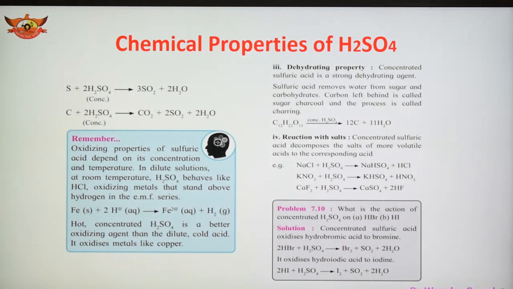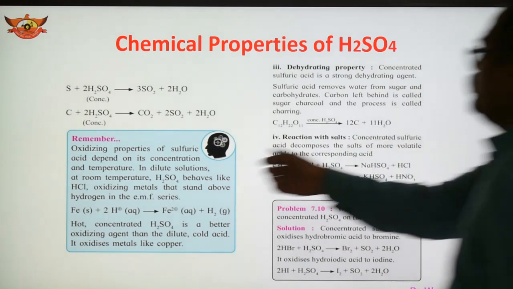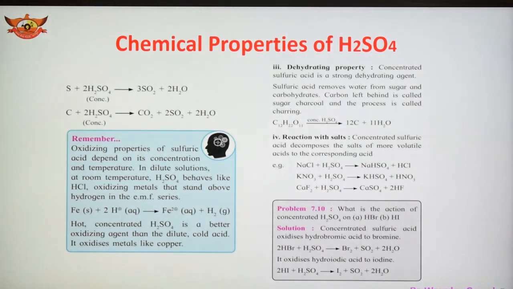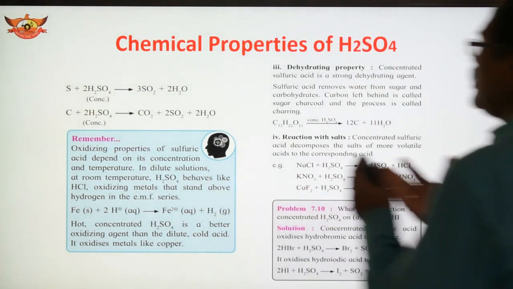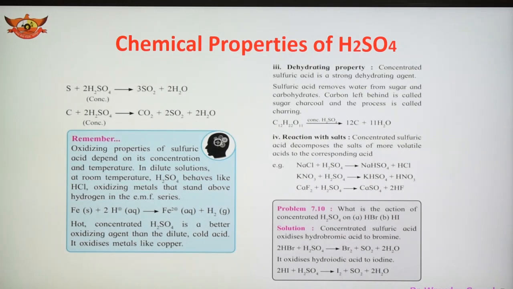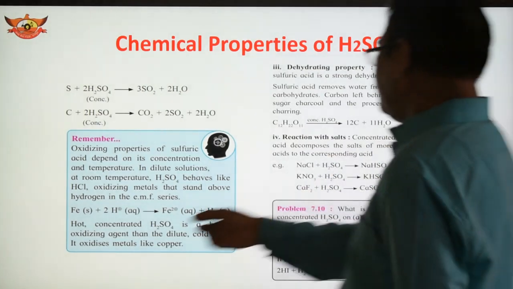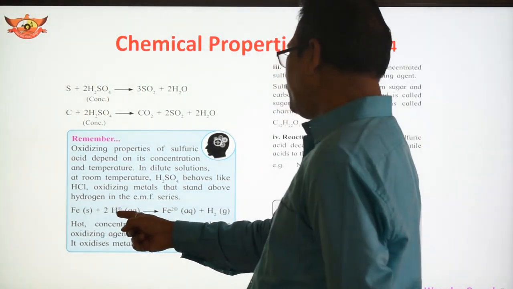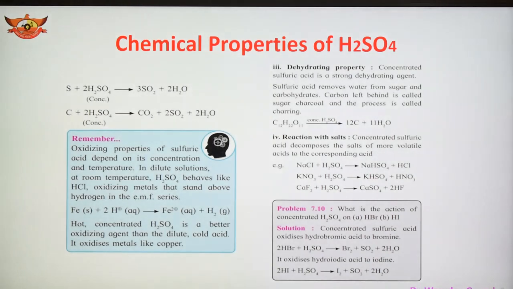So sulfuric acid can react with metals and non-metals. Also remember that the oxidizing property of sulfuric acid depends on its concentration and temperature. In dilute solution at room temperature, sulfuric acid behaves like HCl, oxidizing metals that stand above hydrogen in the EMF series. Here, iron reacts with the H plus ion and forms Fe2 plus, and hydrogen gas is evolved. So whenever a metal reacts with an acid, there is liberation of hydrogen gas.